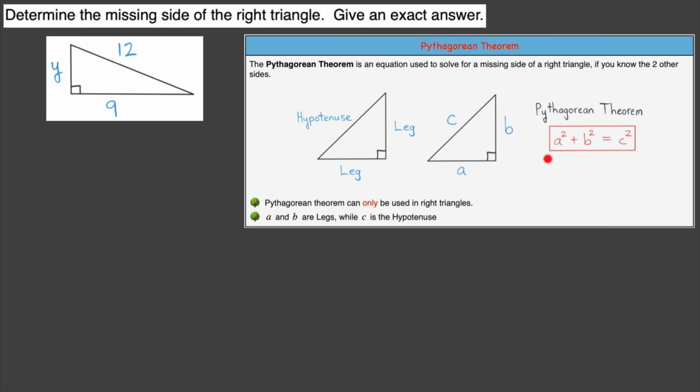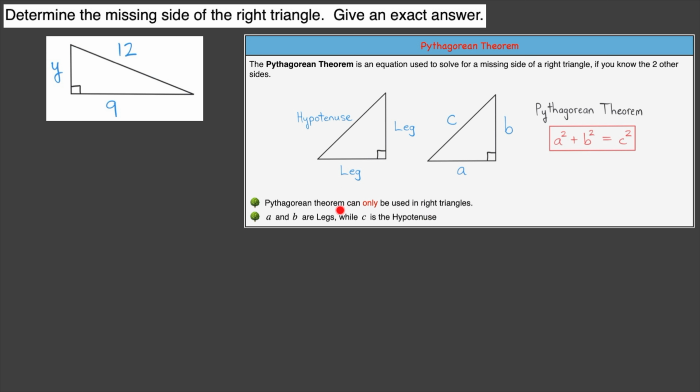So as a reminder, the Pythagorean theorem is a squared plus b squared equals c squared, where a and b are the legs of the right triangle. So the legs are the two sides that are adjacent or next to the right angle here. And c is the hypotenuse. It's the side that's opposite the right angle here. Notice c is always by itself on the other side. And we can only apply the Pythagorean theorem to right triangles.